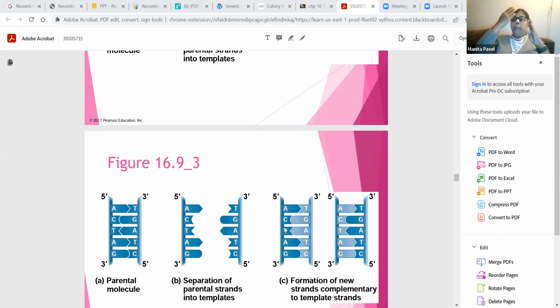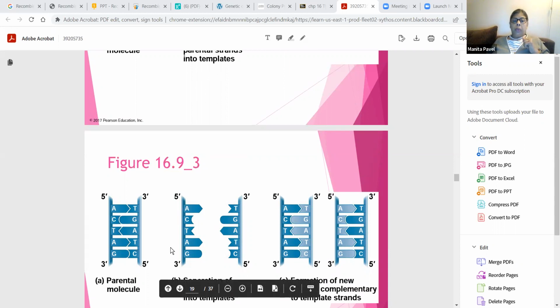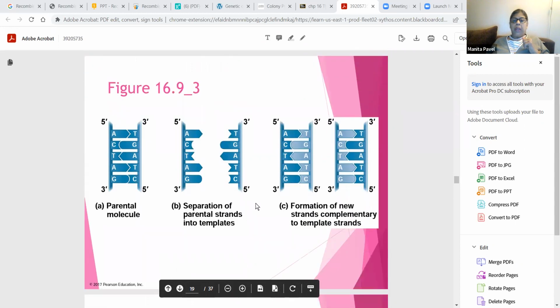How does it make it? By copying the information from the parent strands. So these 2 are the original parent strands, 5 prime, 3 prime. They separate out. You have 5 prime and you have 3 prime. 5 prime makes a complementary strand, formation of a new strand complementary to the template strand. And so by base pairing, if you have A here, base pairs with T, C with G, T with A, G with C, T with A, G with C, A with T, T with A, C with G.